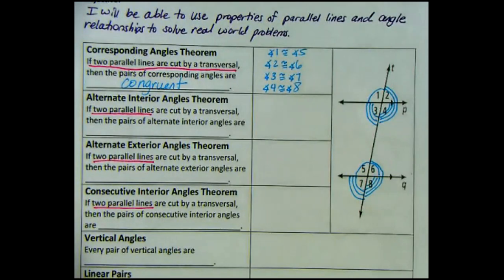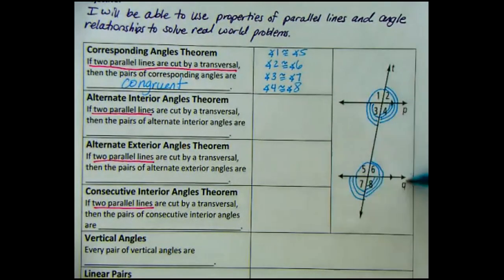Now, those are my corresponding angle pairs. So each corner is congruent. Again, only if my lines are parallel.